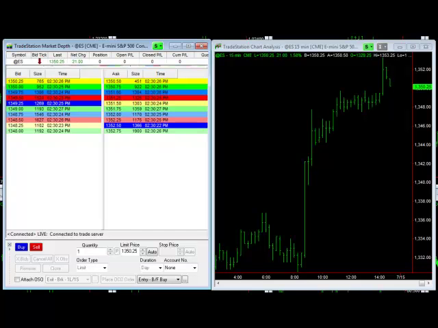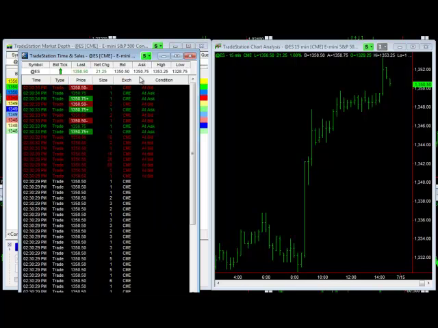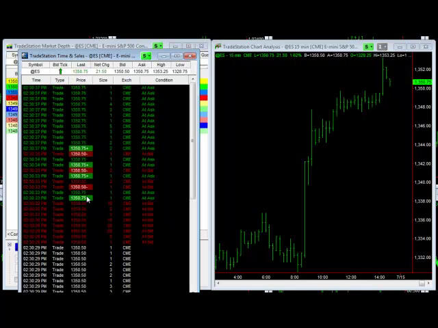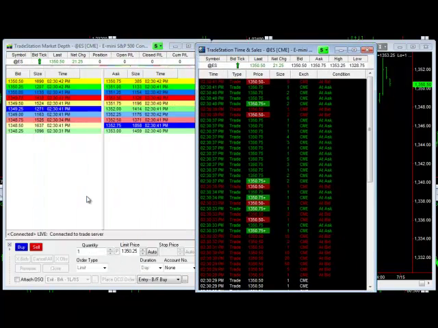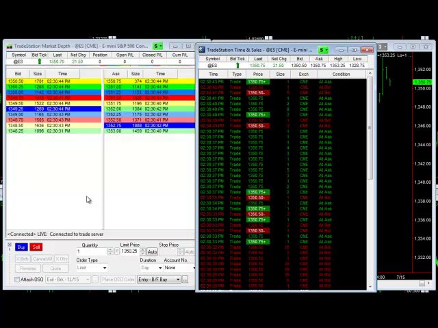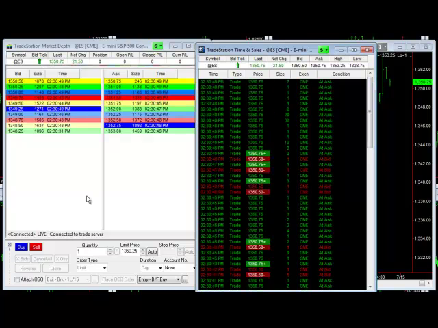And if we wanted to see, let me bring in, where's my time and sales? There it is. Let's put it. Okay, so this might drive you crazy. These are, look at this, all the trades that are getting executed. Look at that. So every trade that goes across, at the ask, at the bid. Now if I scroll back, oh, it's not going to give me the history.